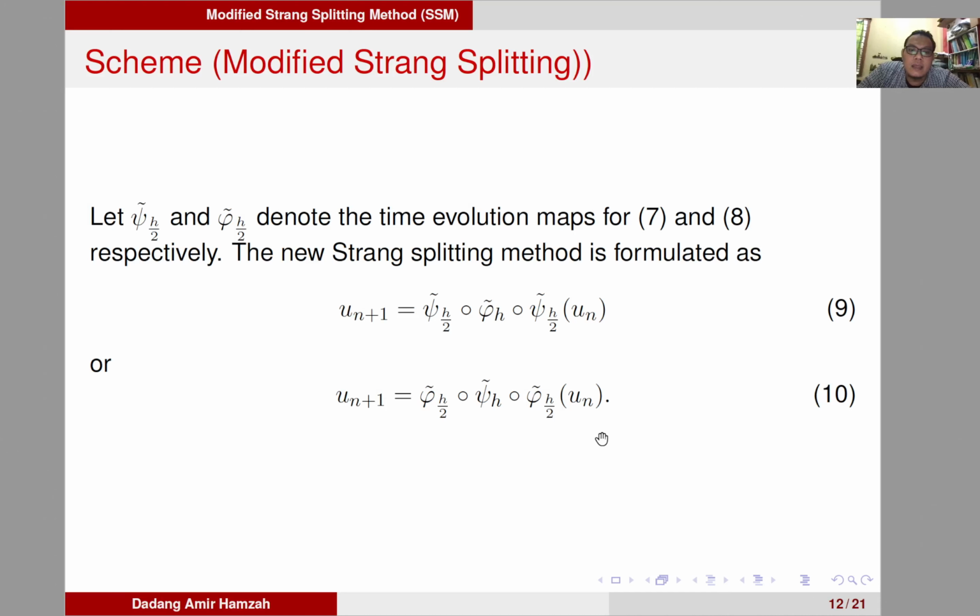Now, let's define the scheme for the modified Strang splitting method. The scheme is not different from the original one. However, now we apply the decomposition defined by Nakano, and the equation is the transformed one, that we have rewritten in the u tilde form.